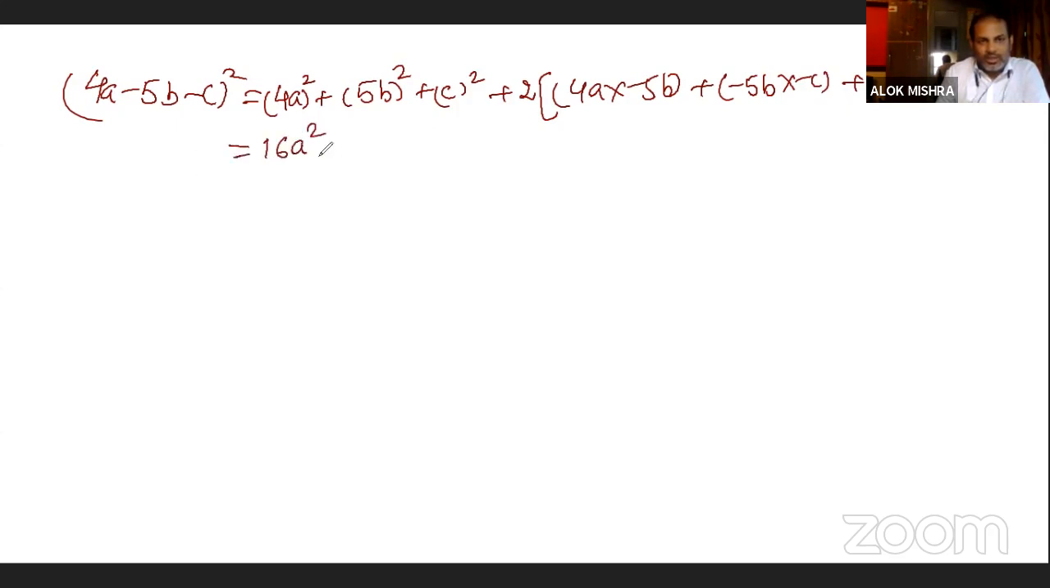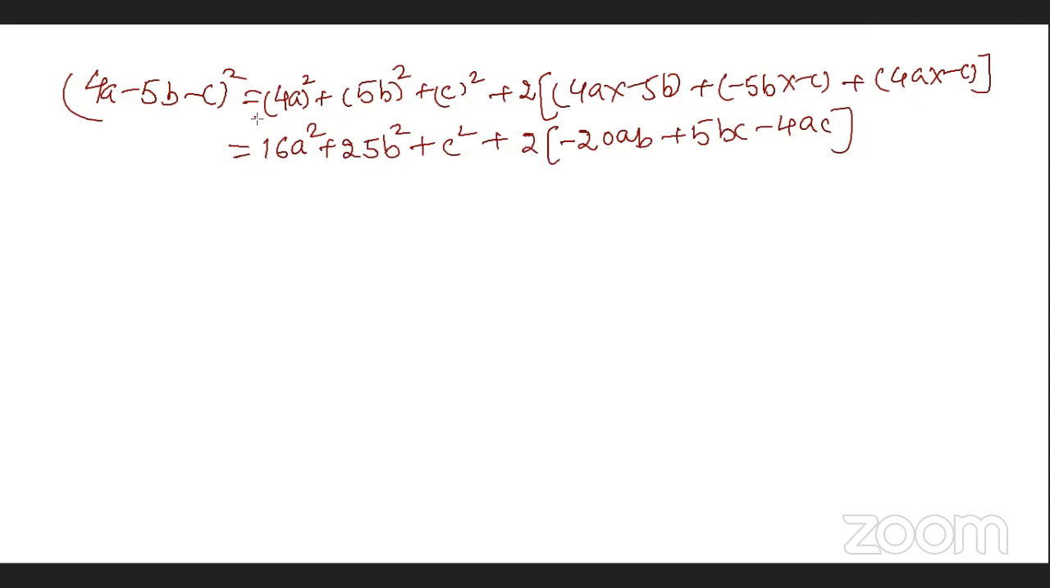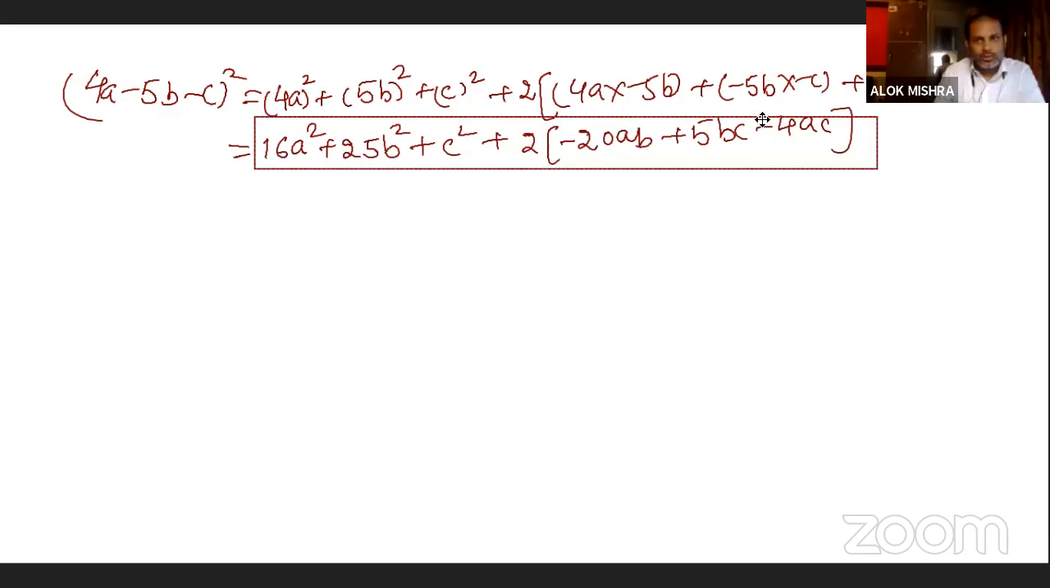So I get 16a square plus 25b square plus c square plus 2 times, I get 4 5s are 20, so it is minus 20ab. Minus into minus is plus, so it is plus 5bc. And plus into minus is minus, so it is minus 4ac. Is this fine? Yes. Okay. So this is the answer.